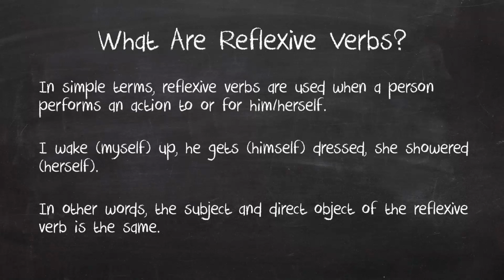He gets himself dressed. She showered herself. Now, in English, these reflexive pronouns are not necessary. In German, they are. We'll have a look in a minute. So, in other words, the subject and direct object of the reflexive verb is the same. I, myself. He, himself. She, herself, etc.